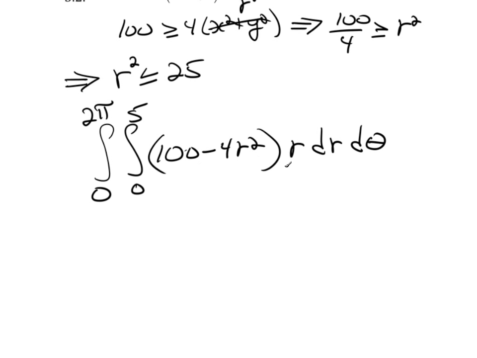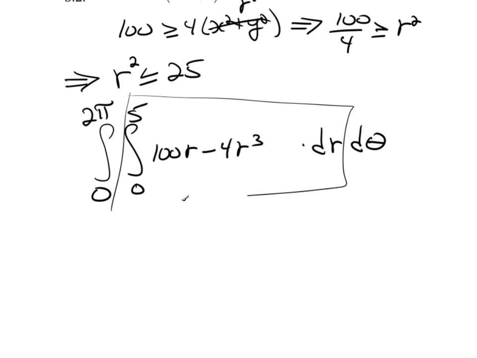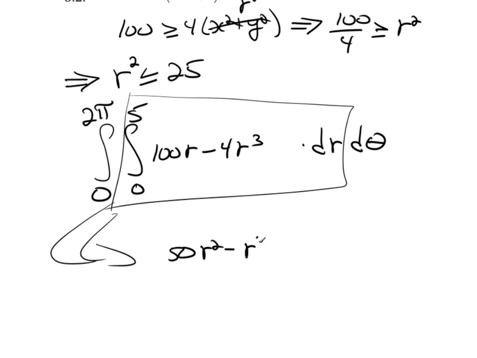Now, obviously, this is not a difficult integral. I'm going to get rid of this r because it's just a polynomial. I'm going to change this very quickly here. Simply make this 100r, and this is going to be 4r cubed. See, now I can take this first piece and work with it directly. And this is going to be 50r squared minus r to the 4th, evaluated from 0 to 5.